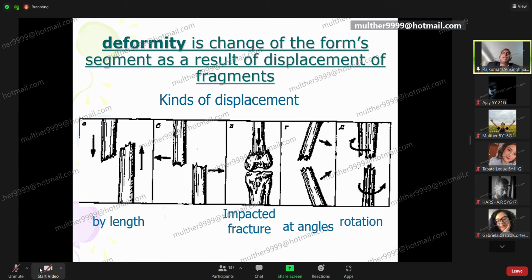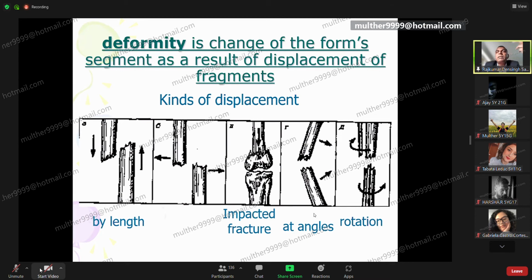So this puts a question: why did the patient have displacement of the fracture? What causes displacement of these fragments? What is the reason? There are 2 reasons. I had a class one day and I told them. So what are the 2 reasons for displacement? Who can tell me?